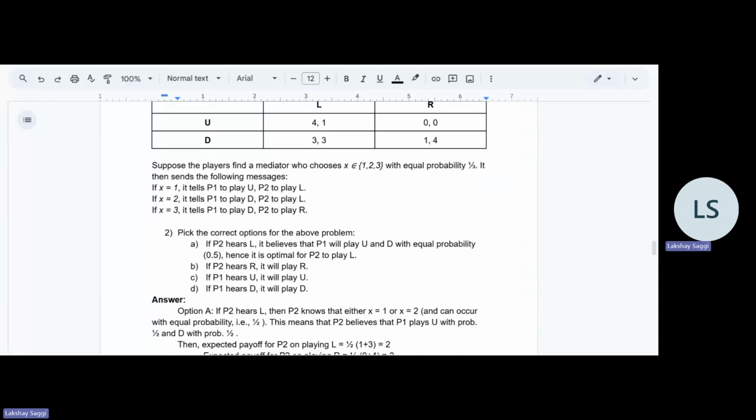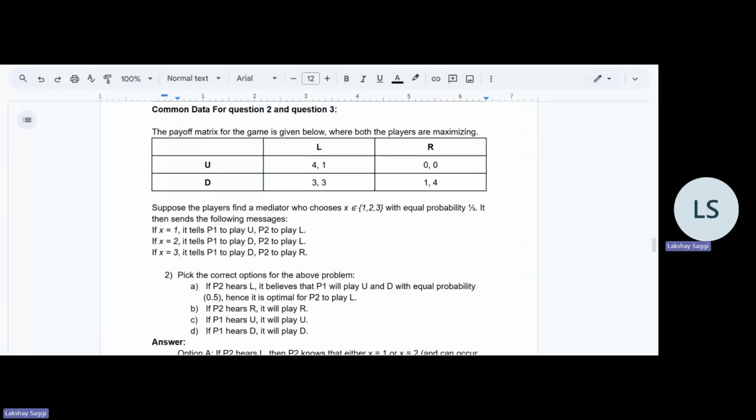But if P2 was explicitly told that x is equal to 1, then P2 would have known that P1 is being told to play U, and then maybe it would have been better for P2 to play something else, and this can happen. For example, if P2 actually knew that x equal to 2, and then he knew that P1 was being told to play D, then P2 would not have played L, but he would have played R because payoff on R is higher than L. So from this example itself, you can see that hiding information actually helps in achieving more kinds of payoffs.